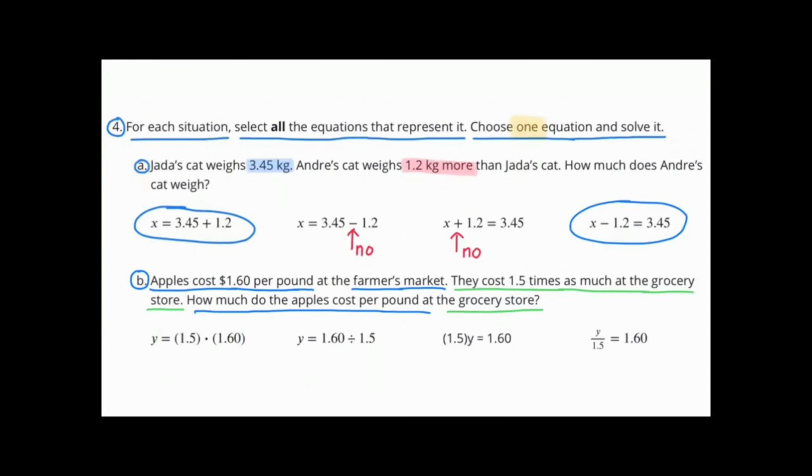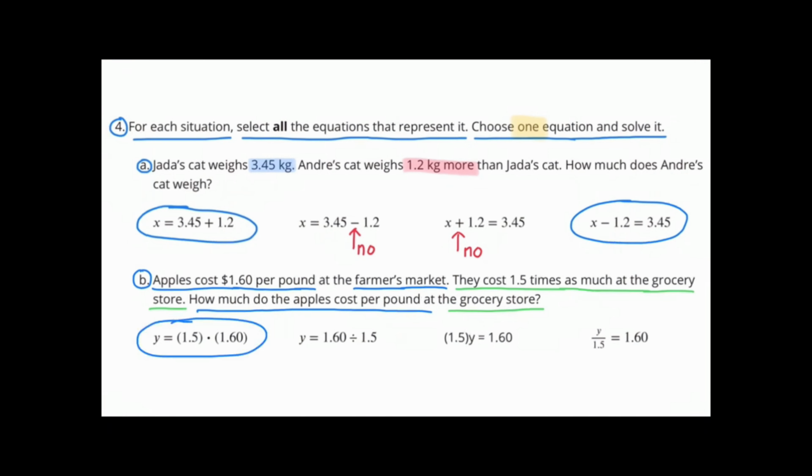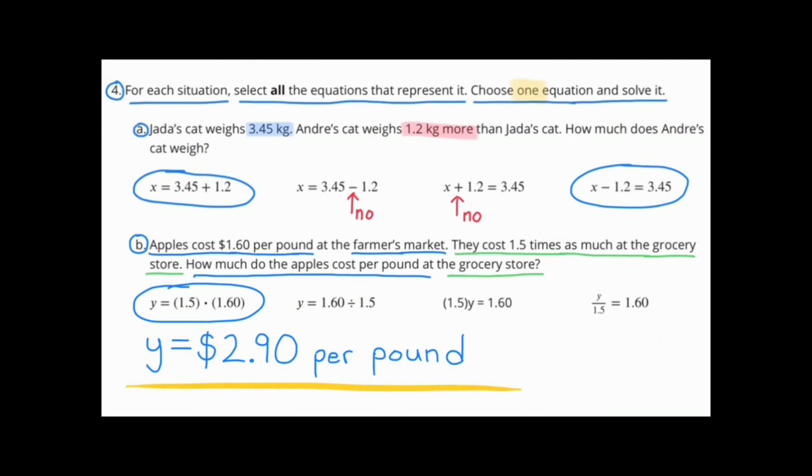B. Apples cost $1.60 per pound at the farmer's market. They cost 1 5/10 times as much at the grocery store. How much do the apples cost per pound at the grocery store? The equation that best represents this situation is y equals 1 5/10 times 1 60/100. 1 5/10 times 1 60/100 equals 2 90/100. Apples cost $2.90 per pound at the grocery store.